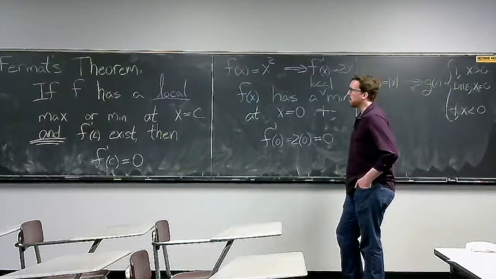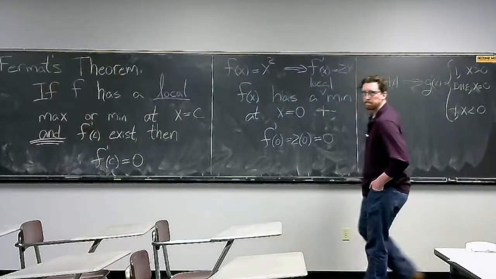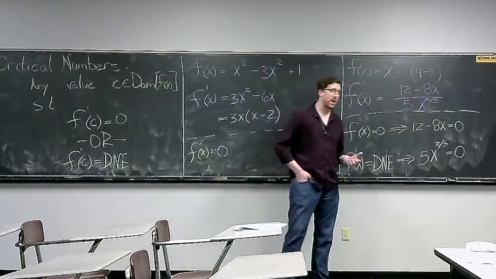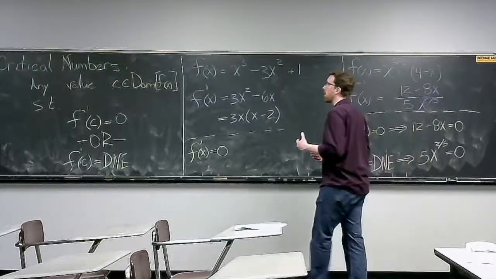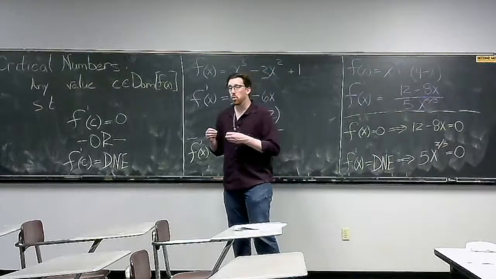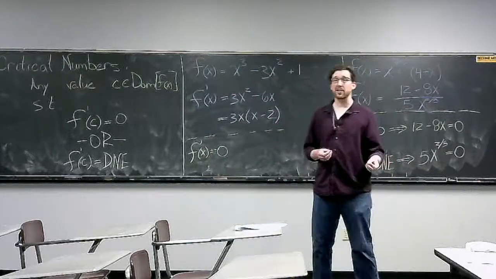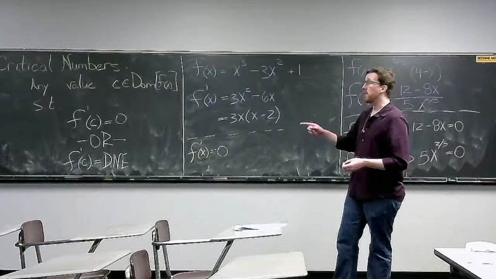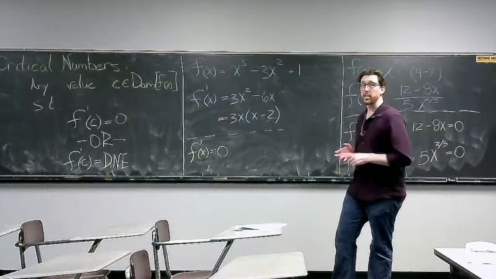Having said that though, let's keep chugging along and check out the next definition. Now this idea that I was just hinting at is the idea of what's called critical numbers. Critical numbers are any value c in the domain of your function f of x such that the derivative of your function at that value c is equal to 0 or it does not exist.